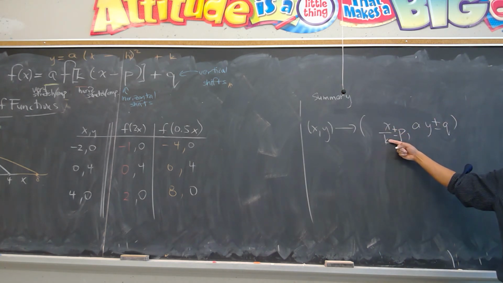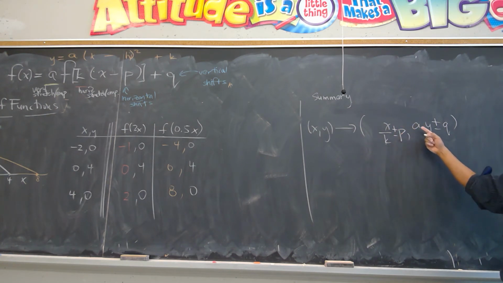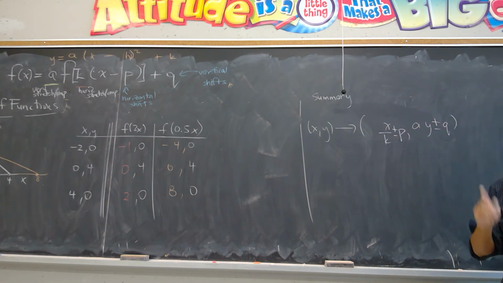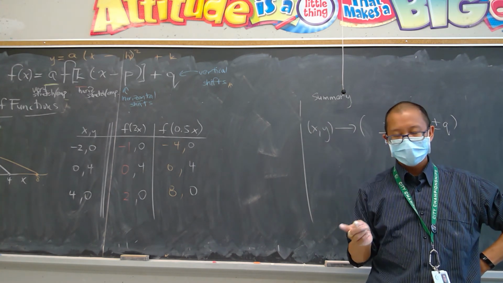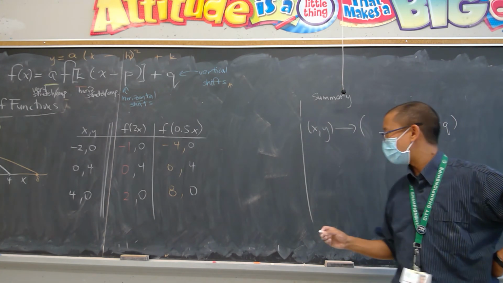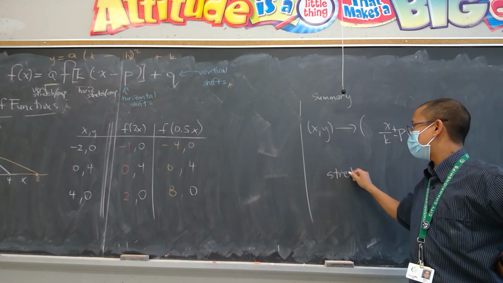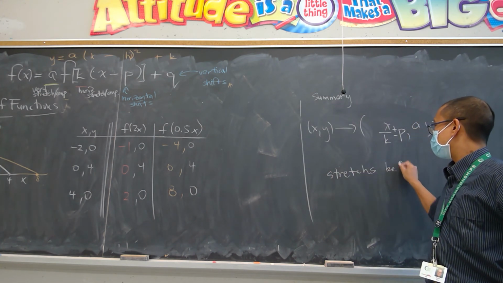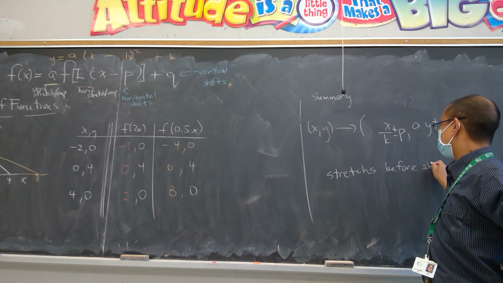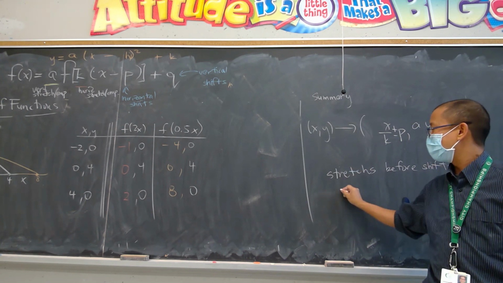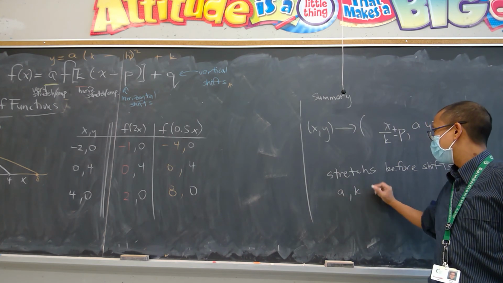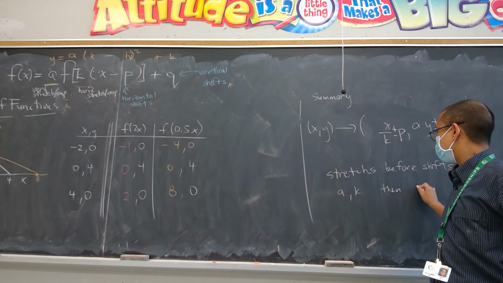x is divided by k, plus or minus p, whatever that horizontal shift is, and a times y plus or minus q. And notice the order of operations. On your package, it does say like do stretches first, then reflections, then shifts. But ladies and gentlemen, you're my students, so this is really, really good. We do stretches before shifts. And if you go in order, how it's written, A and K first, then P and Q.